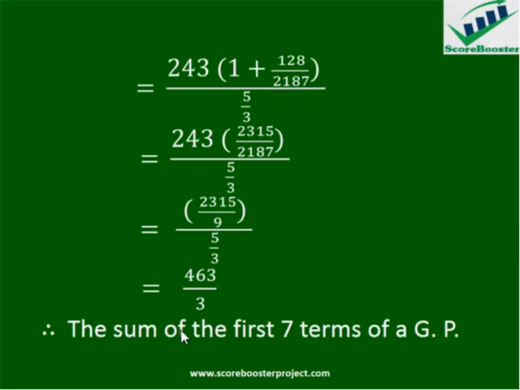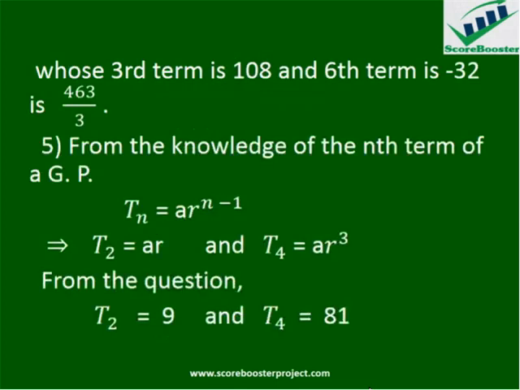Therefore, the sum of the first 7 terms of a geometric progression whose third term is 108 and sixth term is minus 32 is 463 divided by 3.